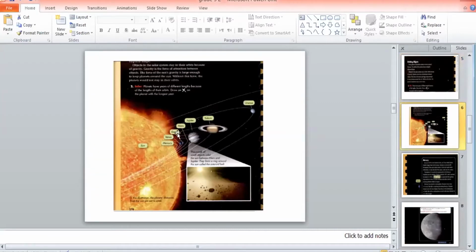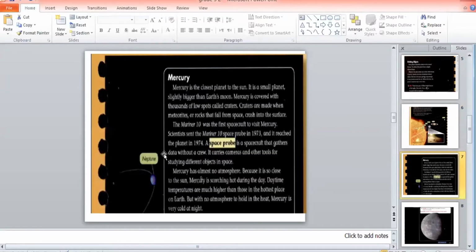Here we divide them into the first smaller 4 planets and the outer biggest 4 planets. This is Neptune. This is the orbit of Neptune. Okay, and we said Mercury, the first one, the closest, the nearest. It is around the size of our moon.